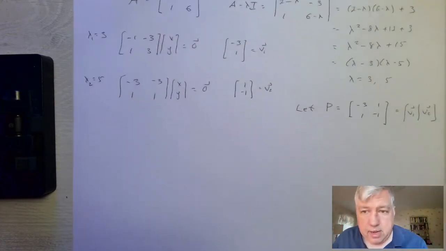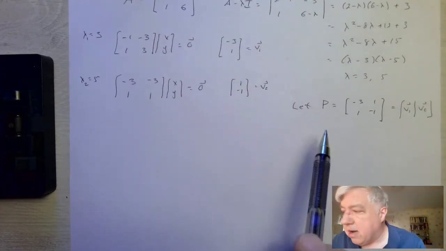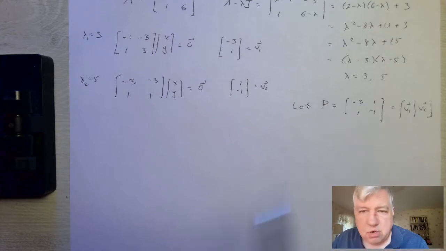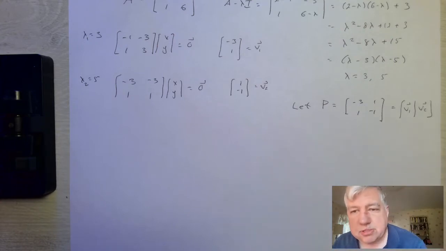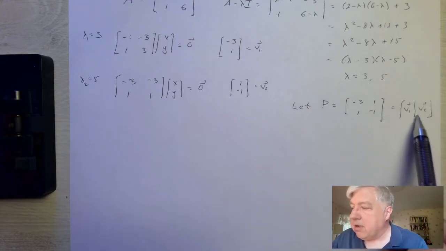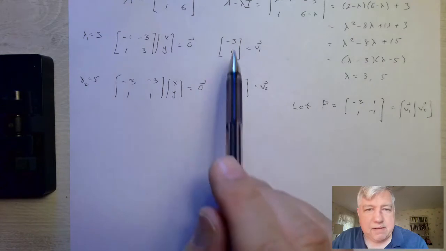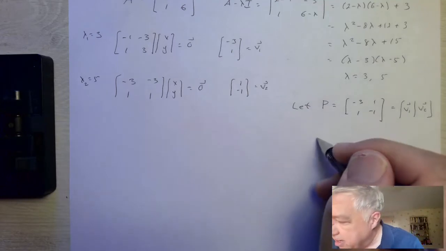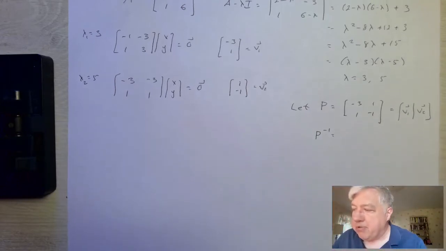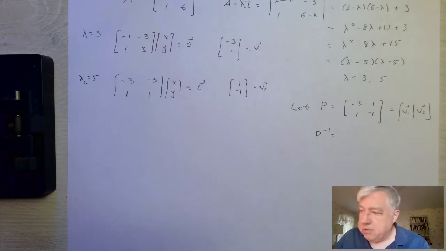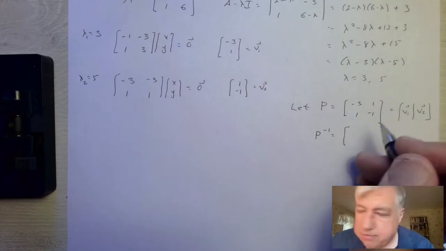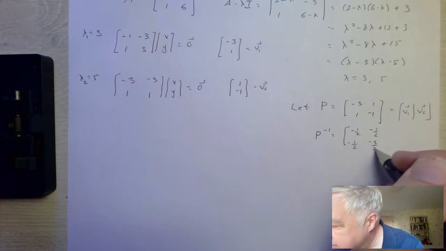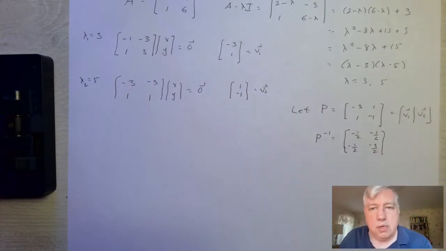Before we go on, we can see that P has to be invertible, for two reasons. We can take the determinant and we'll see that that's 2, it's not 0. But we also know that these two vectors are linearly independent. We can clearly see that because they're not multiples of each other, but we also know that because the eigenvalues are distinct. So this is invertible, and you can do elementary row operations or use that little formula for 2 by 2 matrices and say P inverse is going to be negative 1/2, negative 1/2, negative 1/2, and negative 3/2. And you can check that that's true.